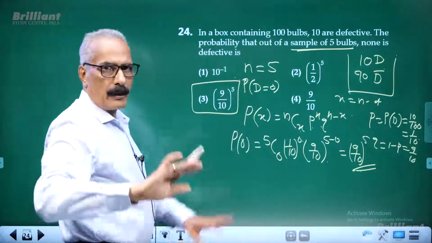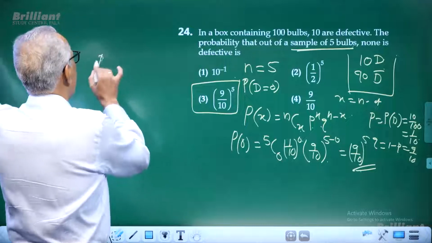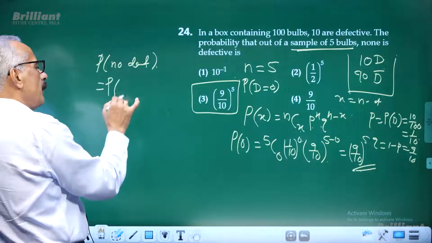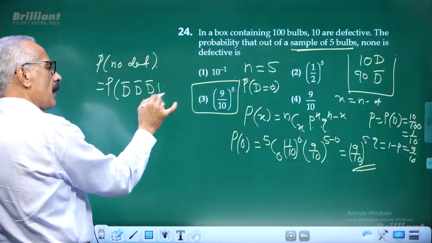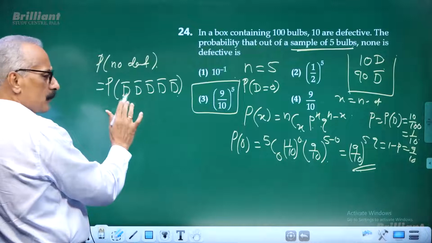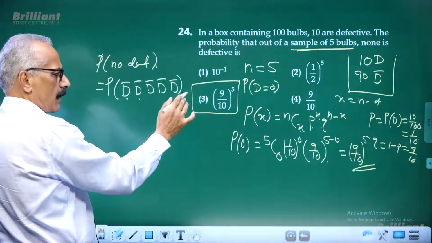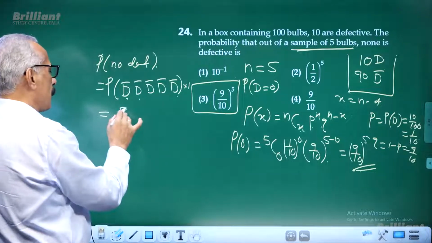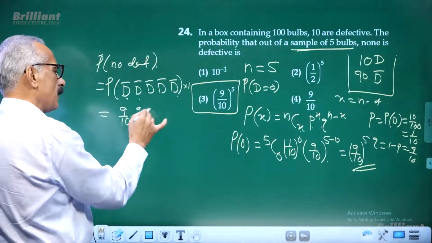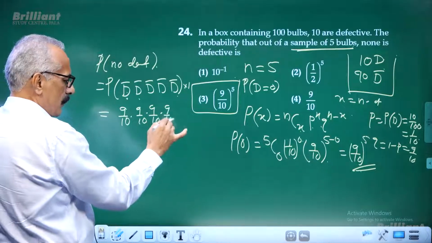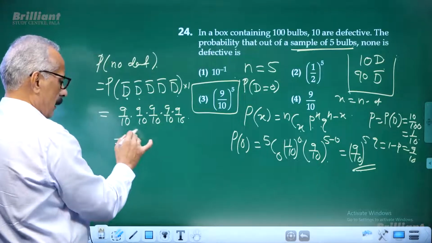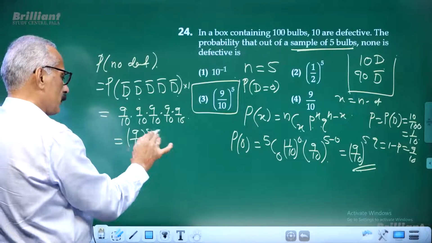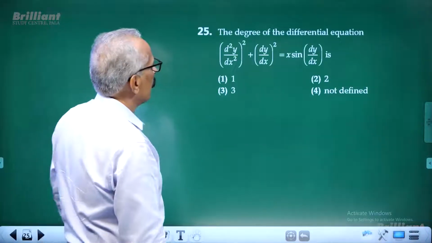Third one is the answer. Now another method also I will show you. Probability of no defective in 5. That means probability of non-defective, non-defective, non-defective, non-defective and non-defective. First is not defective, second is not defective, third etc. This is into 1. The arrangement is only one way. What's the probability of non-defective? 9 by 10. 9 by 10 into 9 by 10 into 9 by 10, 5 times. That's the answer. This is without binomial distribution, only probability. 9 by 10, the whole raised to 5. Okay. We want the next, 25.